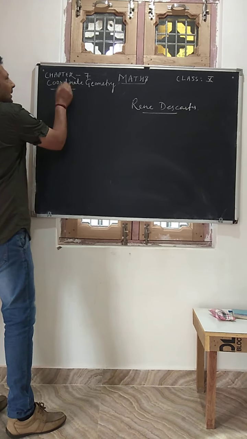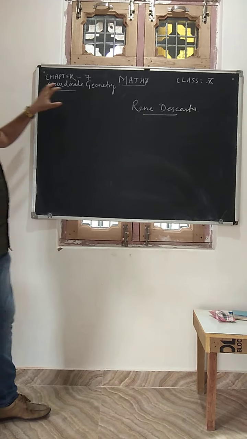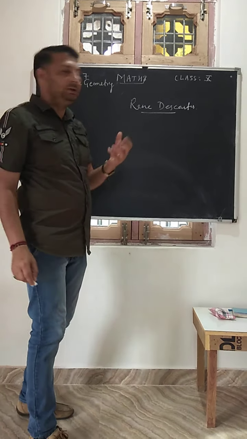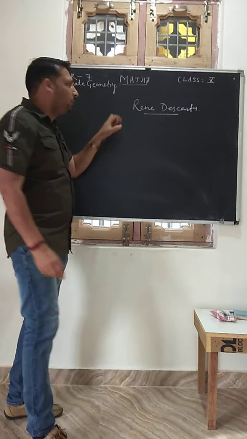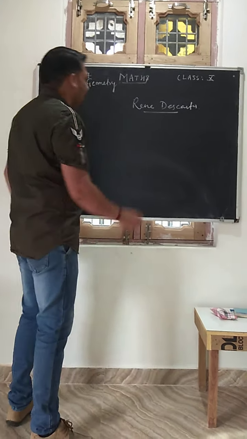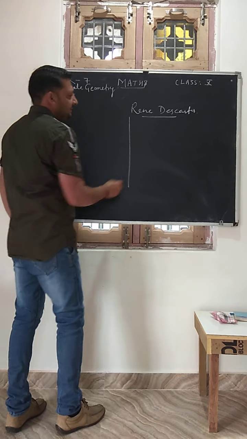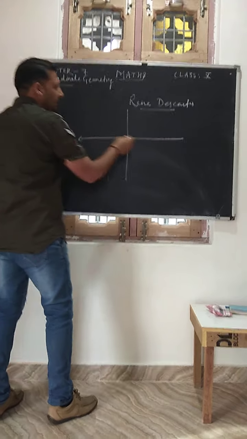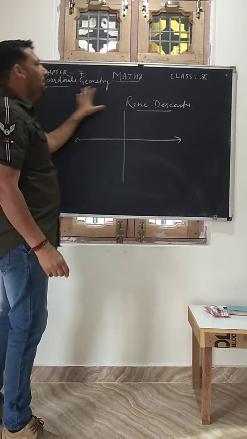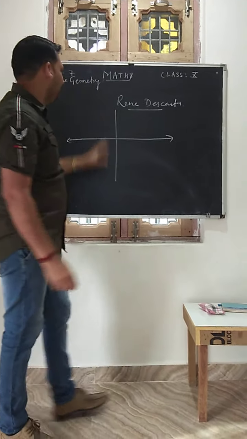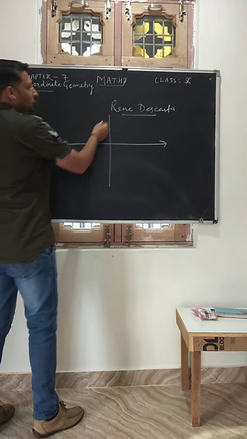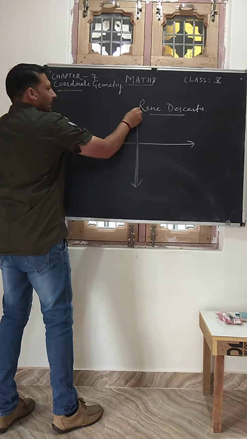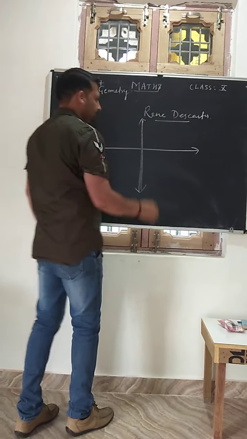So what is coordinate geometry? It is a branch of geometry in which we study the location of a point. To describe the location of a point, we will take some basic things, that is, we will try to understand by a Cartesian plane. Suppose the blackboard is a plane. Now I will divide the plane by two lines. This line is called the vertical line and this line is called the horizontal line.